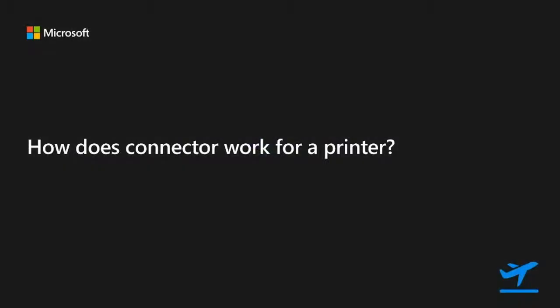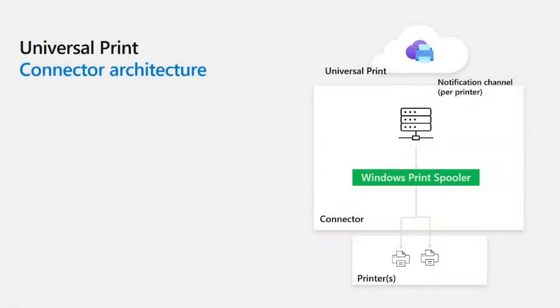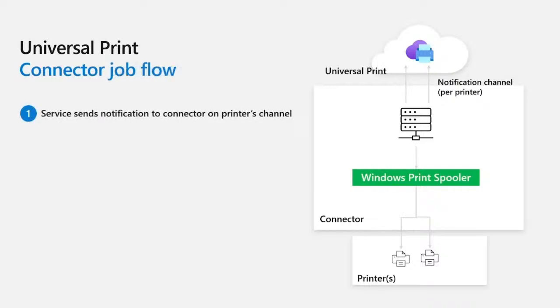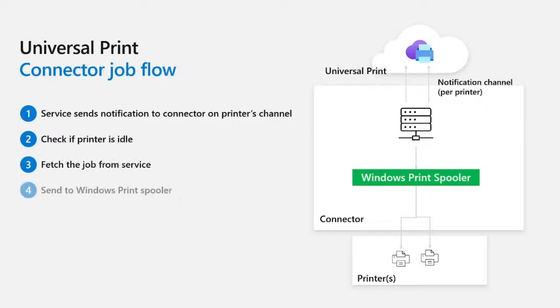Let's understand the connector a bit more. The connector, at the time of registering a printer, creates a notification channel with the service. This channel is used to deliver notifications whenever there is a new job for that printer in the cloud queue. Every printer has its own notification channel set up by the connector. Once the connector receives notifications on the printer's channel, and if the printer is ready, the connector will fetch the job from the service. Then it calls a Windows API that renders a job using the printer's driver and sends the print payload to the Windows print spooler.